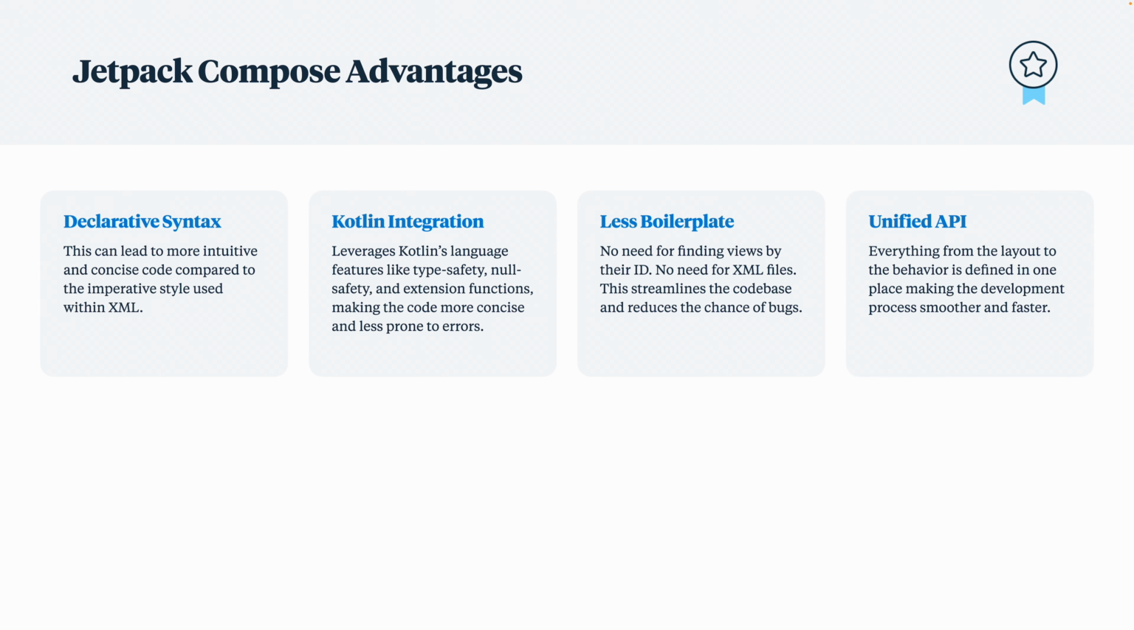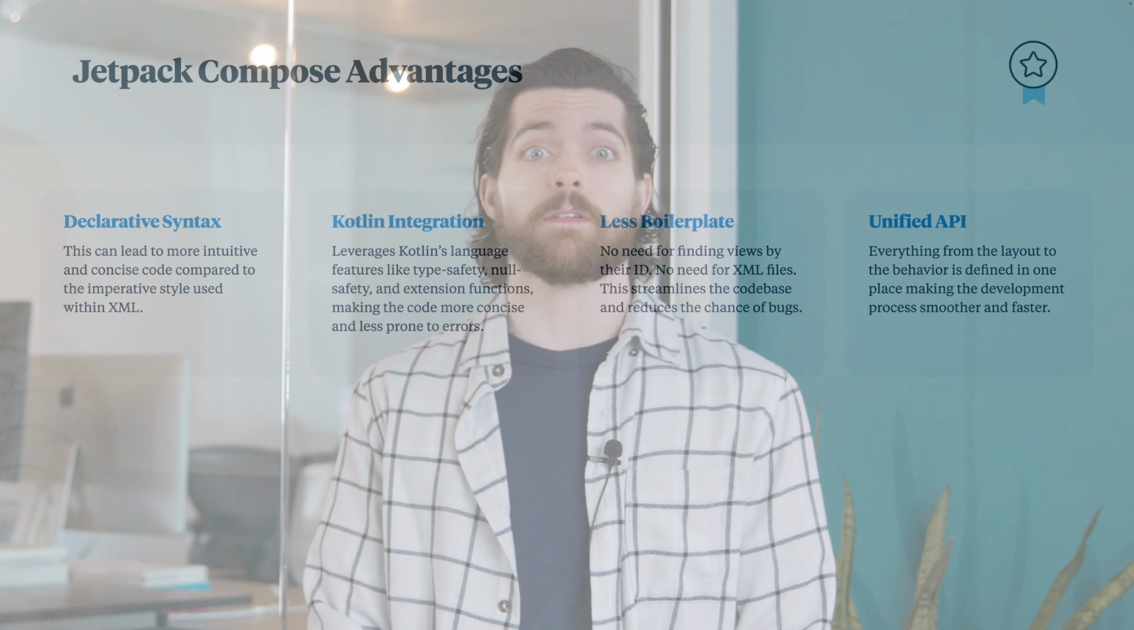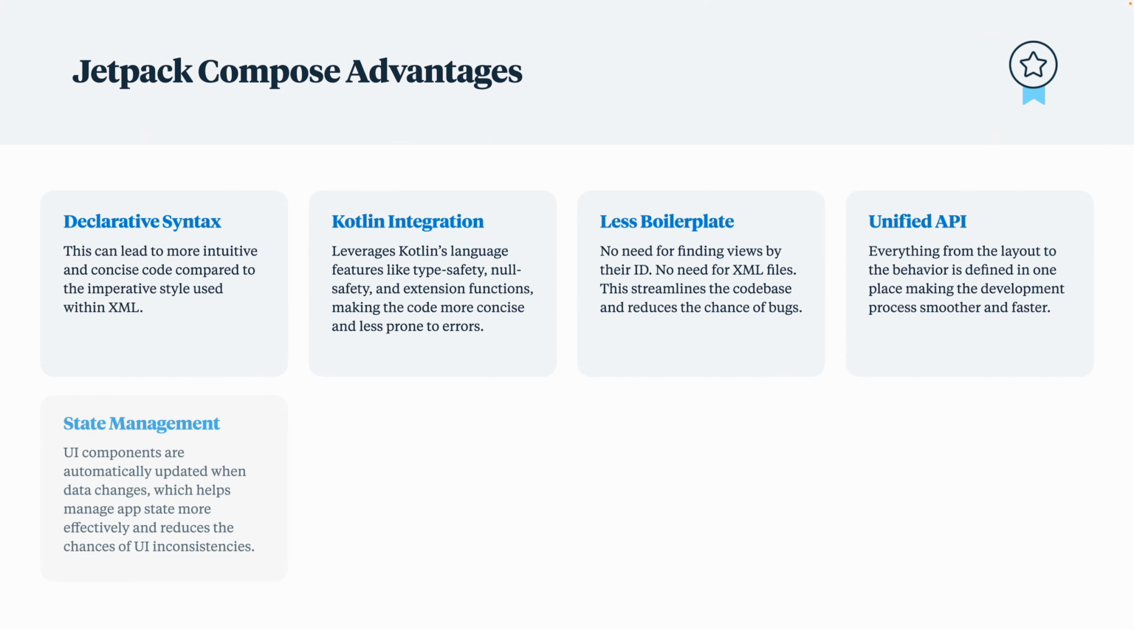Next, Compose unifies everything into a single cohesive API, unlike the traditional approach which often requires updating UI elements in both XML and Java or Kotlin code. This makes the development process smoother and faster, as everything from the layout to the behavior is defined in one place. It also simplifies state management in UI components. The framework ensures that the components are automatically updated when data changes, which helps manage app state more effectively and reduces the chance of UI inconsistencies.